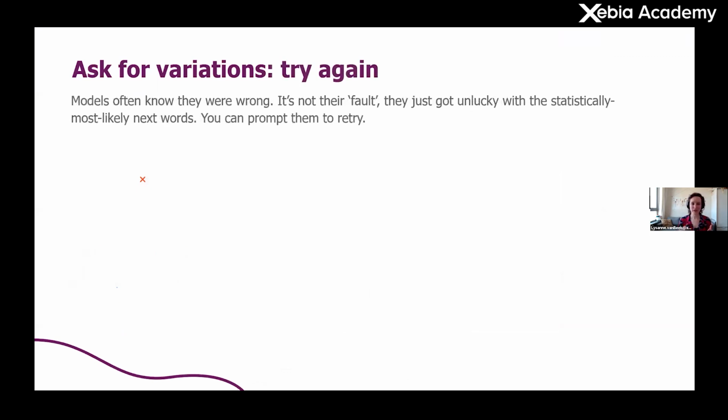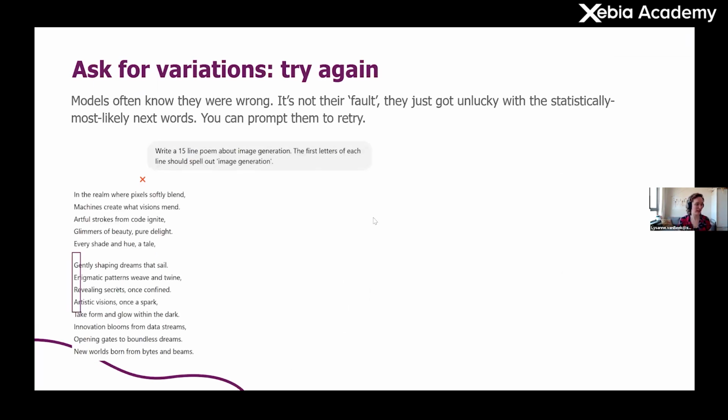And you can also ask again when asking for variations, because sometimes the model gets it wrong, like we saw with the strawberries, and it's not necessarily their fault. They just got unlucky with the words that were statistically most likely to come next. So you can just say, hey, try again. And for example, here I said, write a 15-line poem about image generation. The first letters of each line should spell out image generation. That's pretty hard. And it messed up. It didn't do it well.